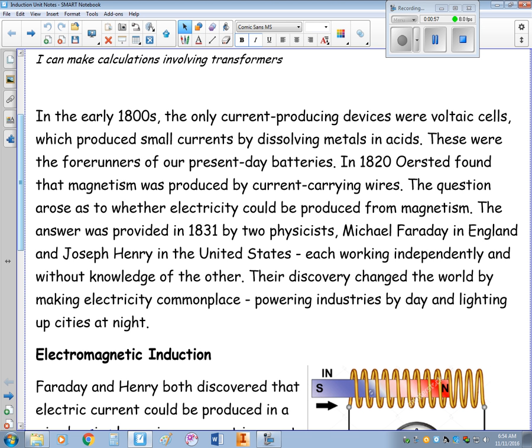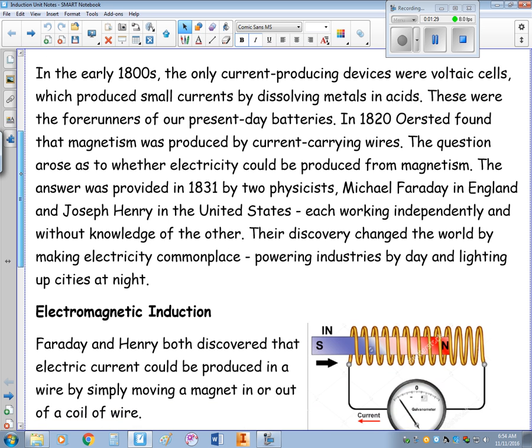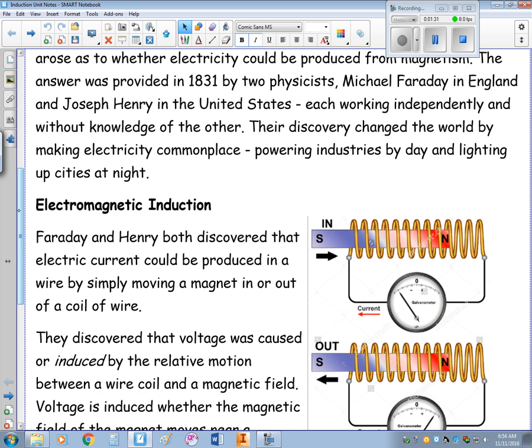So in other words, when electricity passed through a wire, a magnetic field was generated around that wire. So the question then became, could electricity be produced from magnetism? Then in 1831, two physicists, Michael Faraday in England and Joseph Henry in the US, each working independently with no knowledge of the other, discovered that yes, magnetism could create electricity. This has completely revolutionized industry and our daily lives.